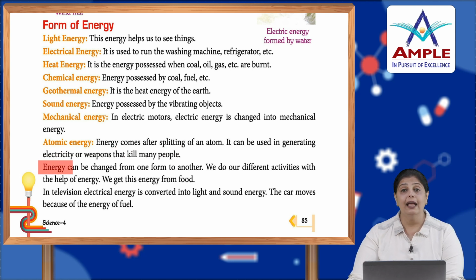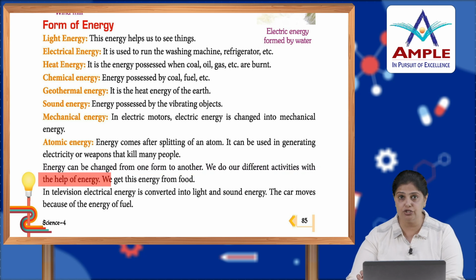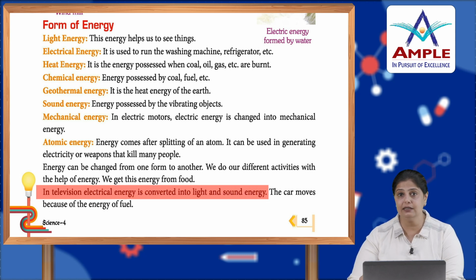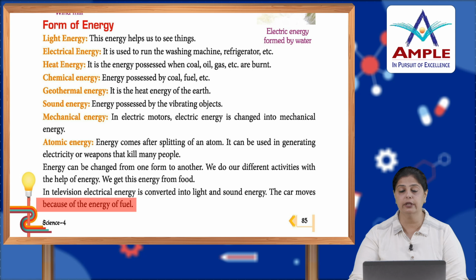Okay. Now, energy can be changed from one form to another. So we do our different activities with the help of energy. We get this energy from food. So in a television, electrical energy is converted into light and sound. That's why we are able to see the pictures or the characters on the screen and also able to hear them. So the car moves because of the energy of fuel. So these are the different ways in which we can use energy, and energy can be converted from one form to the other form.